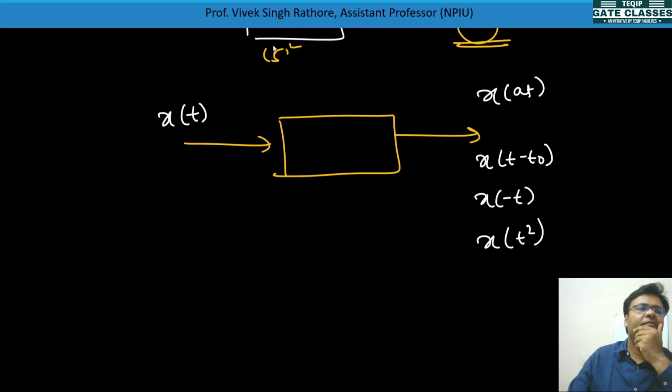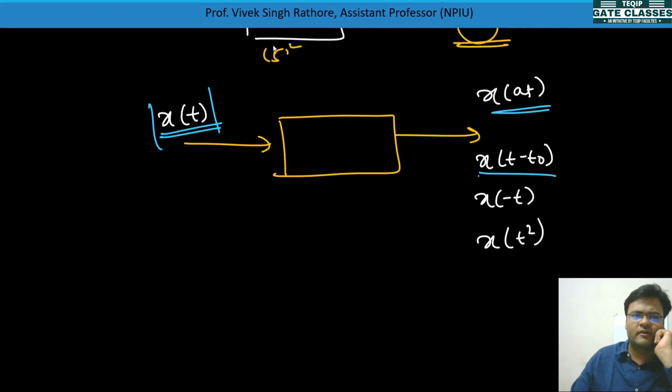So if your input is bounded, then obviously x of t will be bounded, the time shift will also be bounded, this is also bounded, everything is bounded, so it is a stable system. But now let's check one more value.